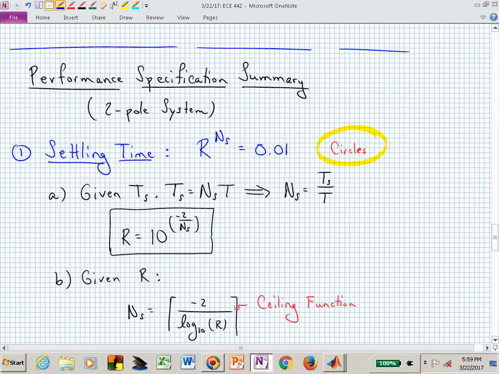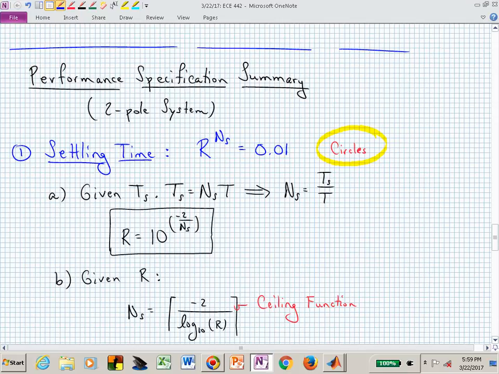So omega sub d is the damped frequency. Omega sub n is the natural frequency. In the S-plane, that's the distance from the origin. And zeta is the damping ratio. So zeta is associated with the angle theta in the S-plane. And n sub s is what I'm defining to be the number of sample periods to settle. So n sub s is the number of sample periods required to reach our settling time.